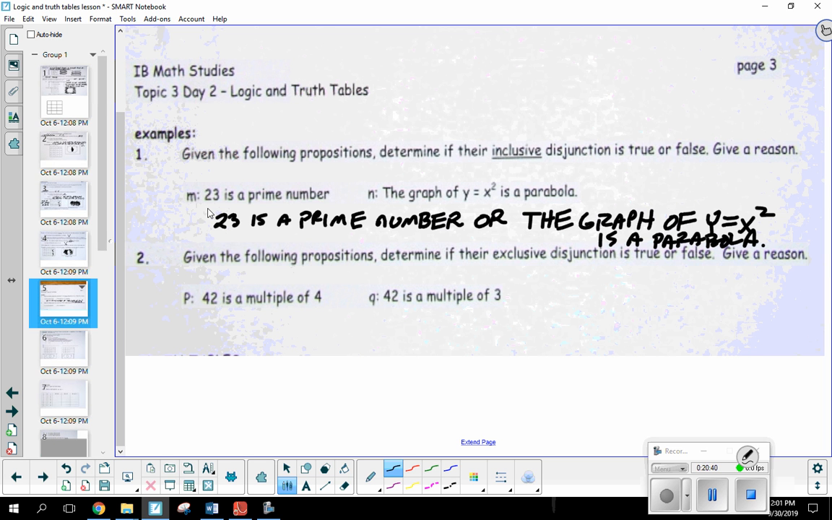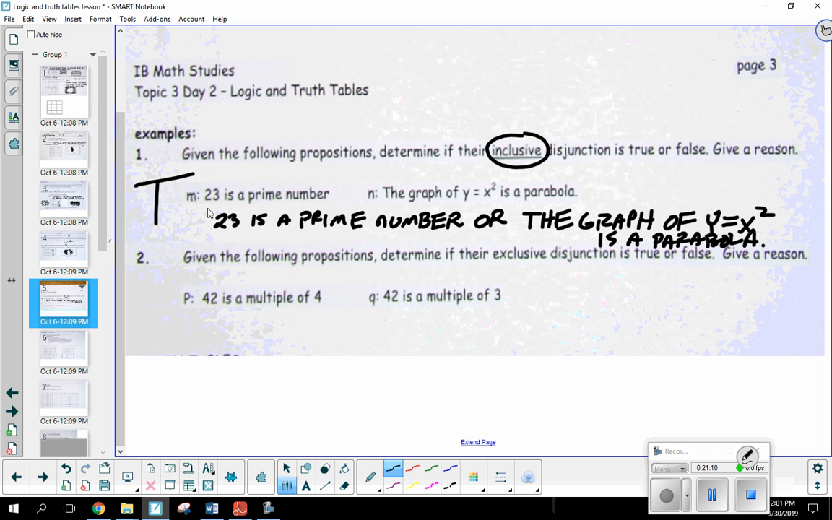Now remember the definition of inclusive. It's one or the other or both. So is 23 a prime number? Yes. Is the graph of y equals x squared a parabola? Yes. Can they both be true at the same time? Yeah. So I would say that statement is true, because they both can be true at the same time.